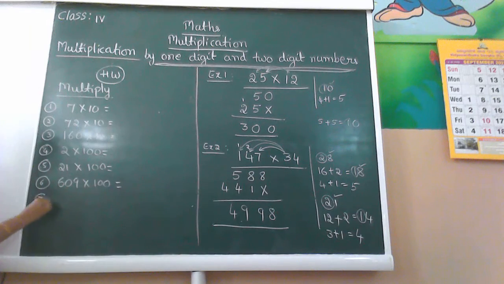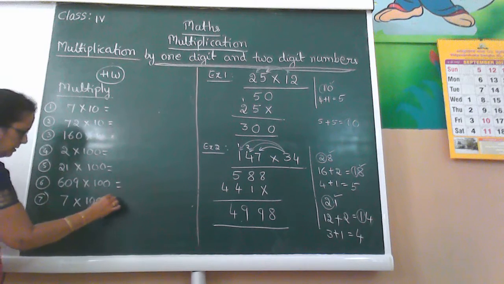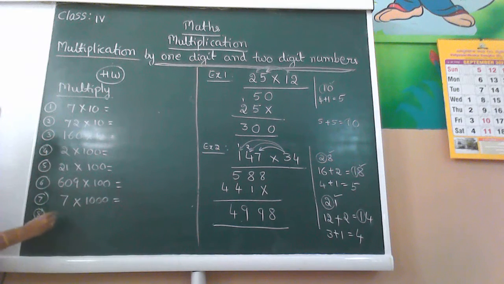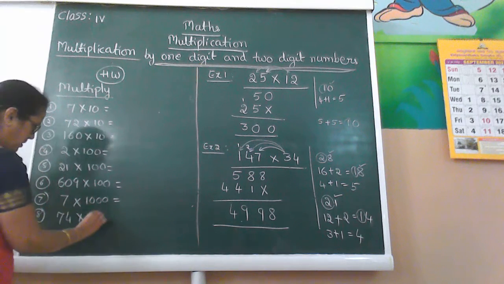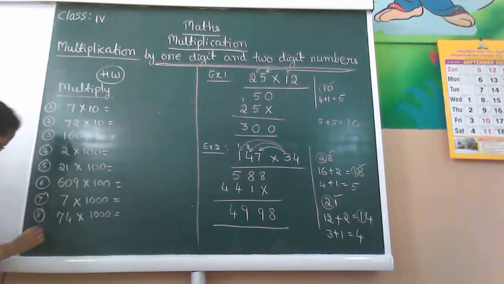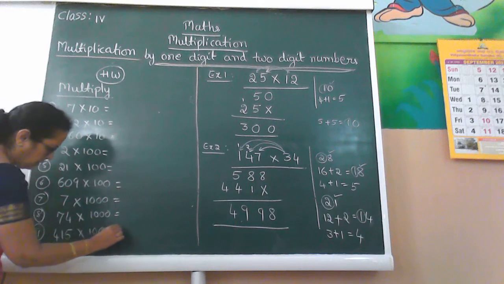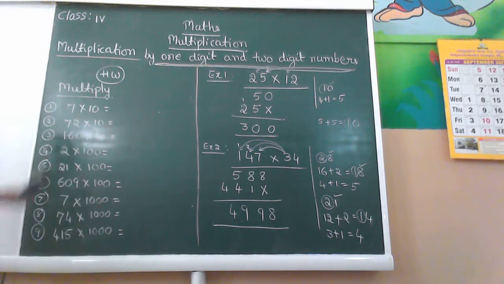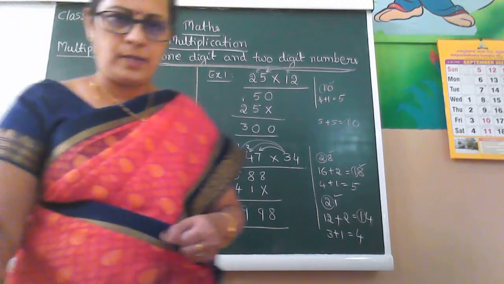Next, 7 into 1000. Eighth one, 74 into 1000. And the last one, 15 into 1000. So, okay, multiply these and write them in your homework book.